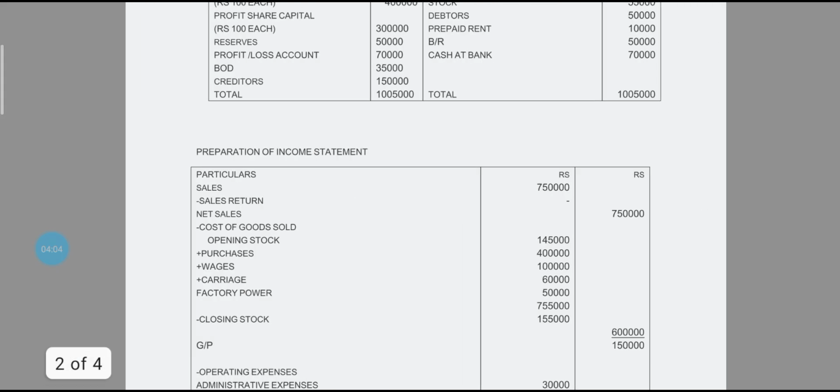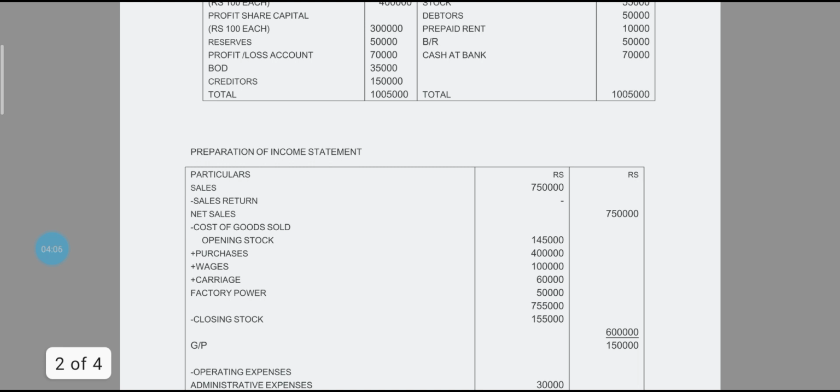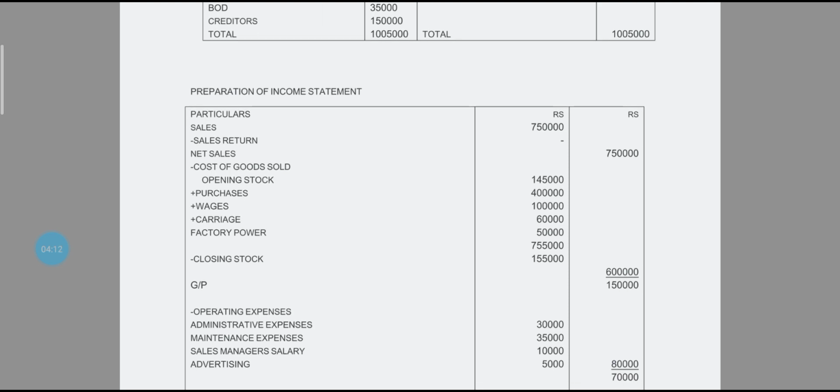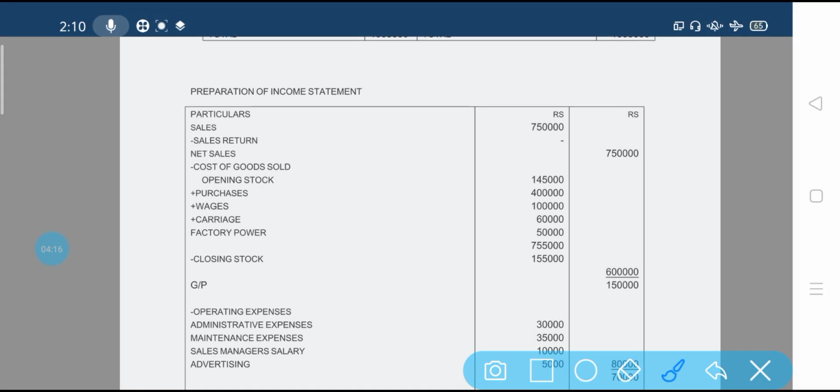What is sales here? 7,50,000. After that, if there are sales returns, they have to be deducted. There are no sales returns, so net sales will be 7,50,000. Then cost of goods sold. In this problem, cost of goods sold is not given directly, we have to calculate it separately.